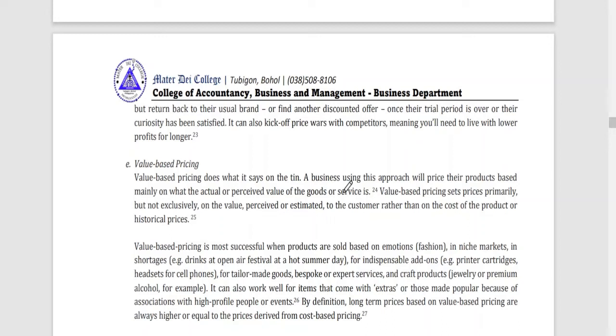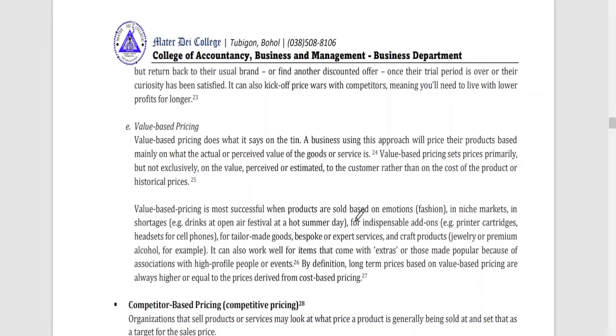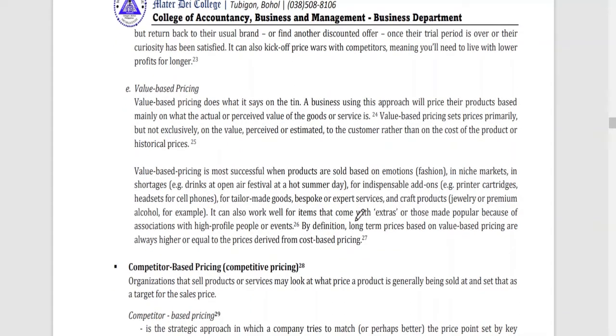Ang ilaha is kung pila gyud ang value or worth sa ilahang products or services, mao sad ang ilahang iset nga price. Value-based pricing sets prices primarily but not exclusively on the value perceived or estimated to the customer rather than the cost of the product or historical prices. So, asa man siya applicable? Unsa man klase mga products or services? Nga usually, they base their pricing on the value.